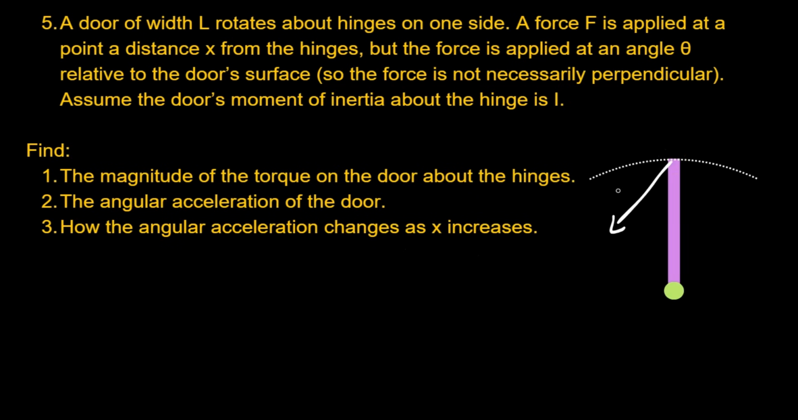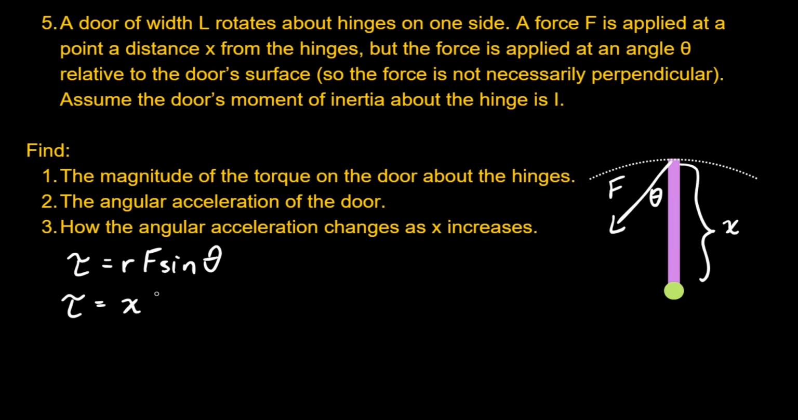Our system is this door, and our pivot, or our axis of rotation, is this green dot right here. And we have a force pushing on this door, and it's at an angle. It's not perpendicular. And the force is exerted a distance of x away from the axis of rotation. Torque is defined as R times F sine theta.